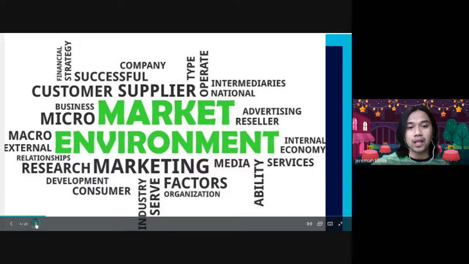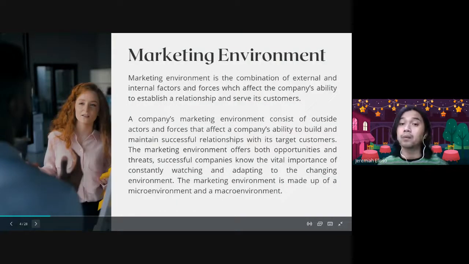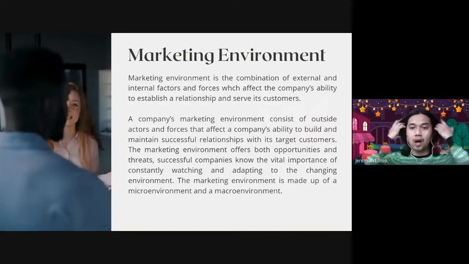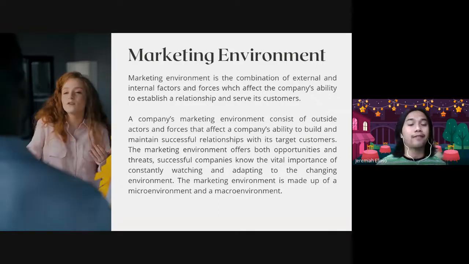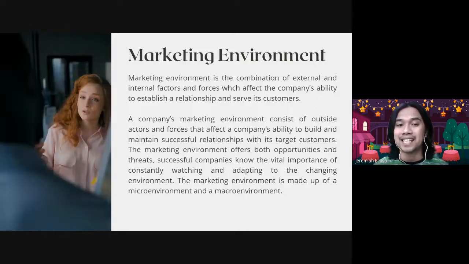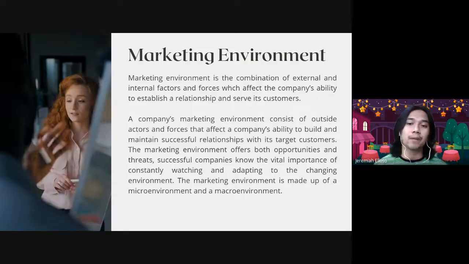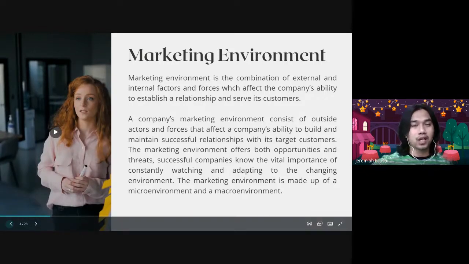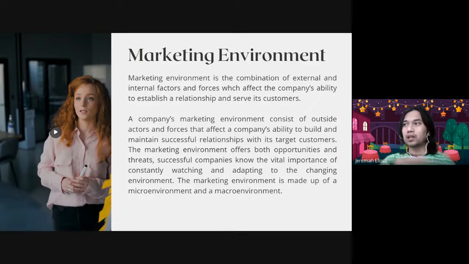We will begin with the definition of marketing environment or market environment. This is the combination of external and internal factors and forces which affect the company's ability to establish a relationship and serve its customers. Ultimately, we have learned in our previous discussion that all of the things that we do in the business are anchored on developing a very good relationship with our customers, right?